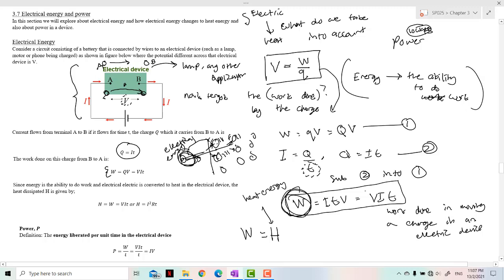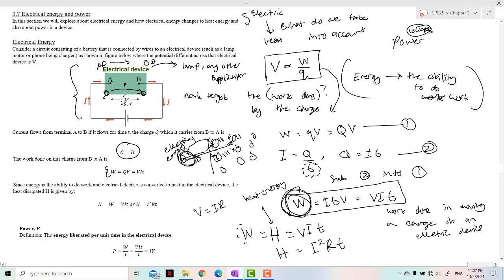So when we get our work equation, work equals VIT, the work done in moving this charge, we're converting this electrical energy to heat energy. So the work done here is the heat energy. Work equals H, which is our heat energy, which is equal to VIT. And because we know that V is equal to IR in an ohmic device or metal, when you substitute V equals IR here, it will become I square RT as our heat energy, or our work, depending on which you use.